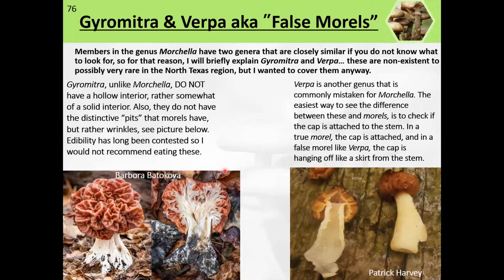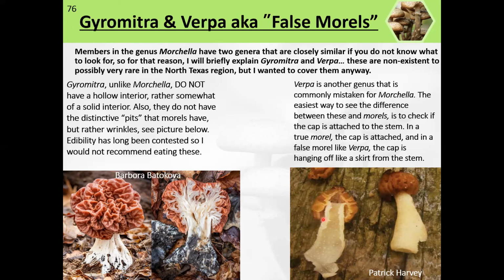So these are false morels, the Gyromitra and Verpa. Unlike the true morels, the Gyromitra don't have a hollow interior. They kind of have a solid mass that when you split it in half, it's just like a cauliflower or something like that. And Verpa is very similar to morels, but the cap hangs off like a skirt.